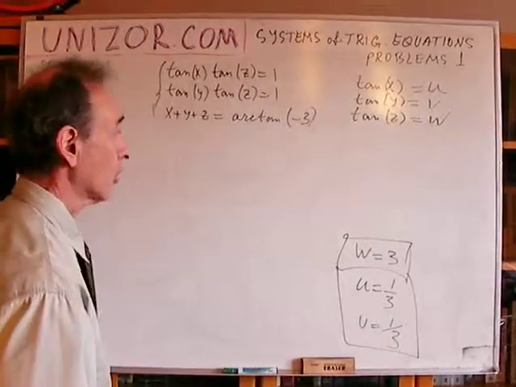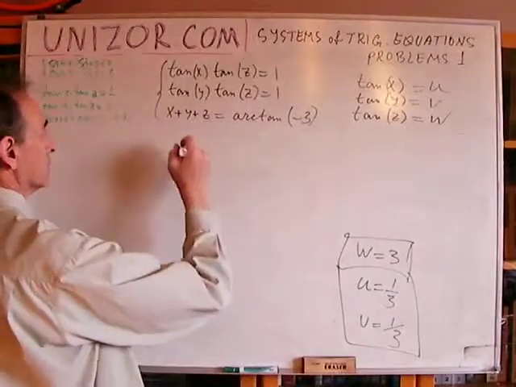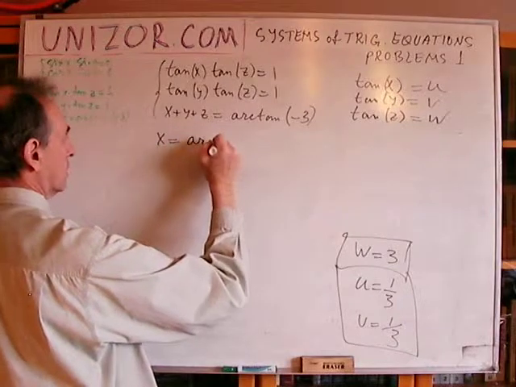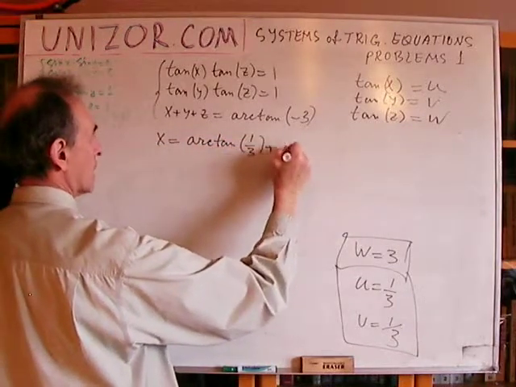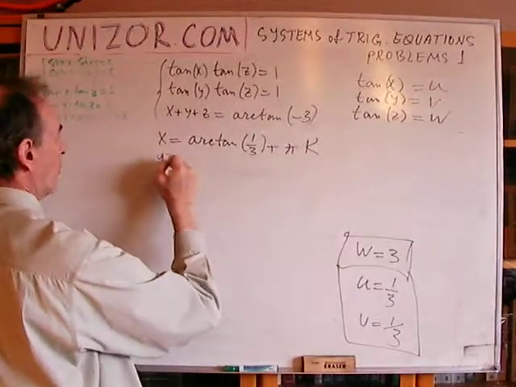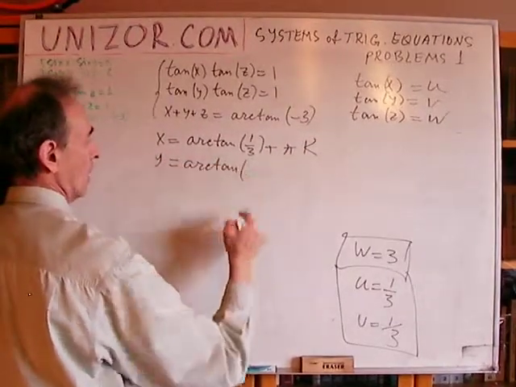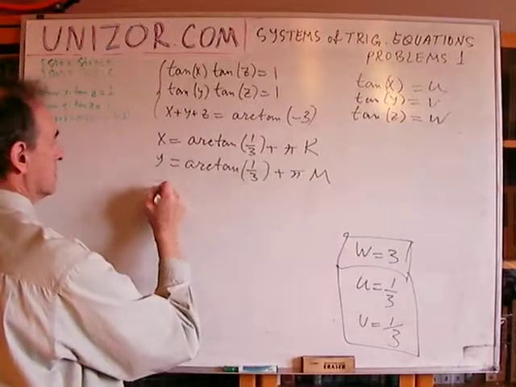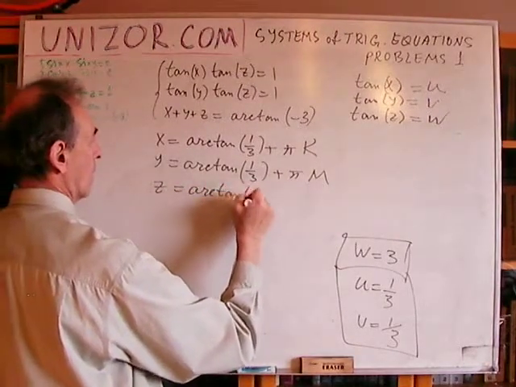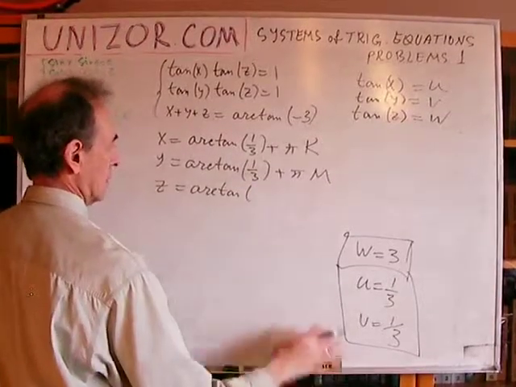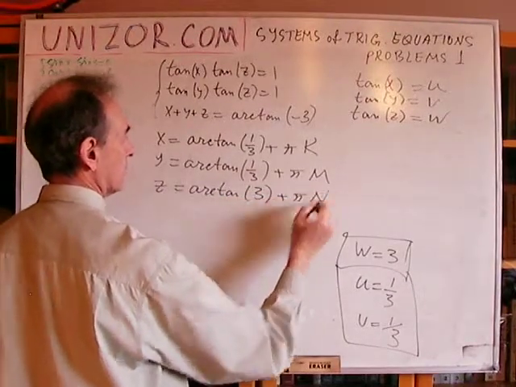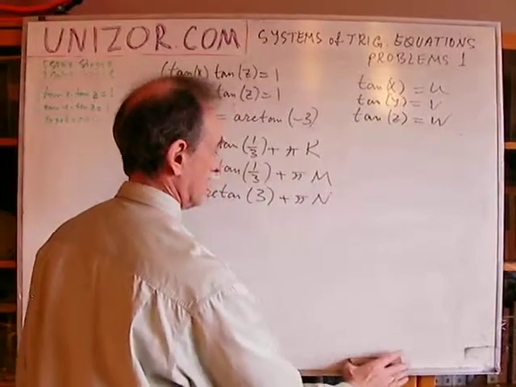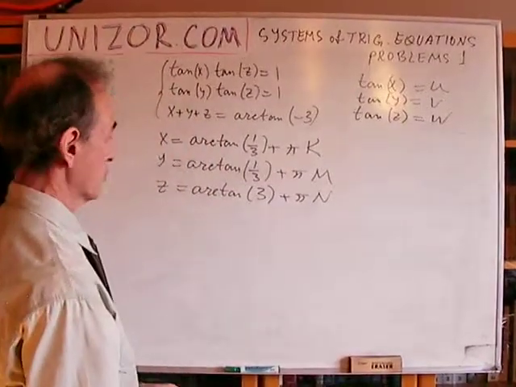Well, am I almost done? Well, look, if tangent of x is equal to 1/3, then x is equal to arc tangent of 1/3 plus pi k. Y is equal to arc tangent of v, which is 1/3 as well, plus pi m. And z is equal to arc tangent of 3 plus pi n. Is that it? Well, unfortunately, no.